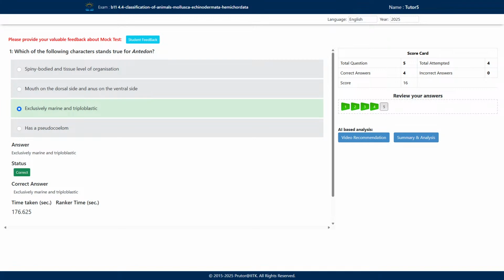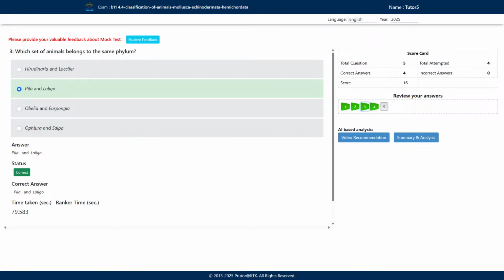Answer number 1, exclusively marine and triploblastic. So Antedon is the sea lily, also known as the feather star. So this is Antedon. Option number C is the correct answer. It is exclusively marine and triploblastic. Then the second question: all of the following are related to Aplysia except, and the answer is water vascular system.